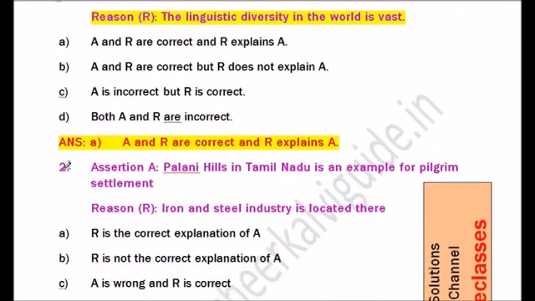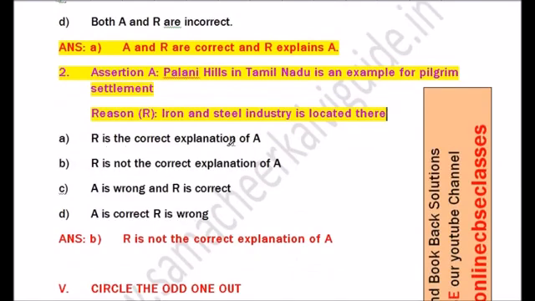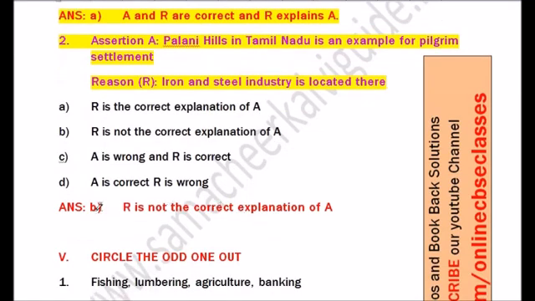Question number 2. Assertion: Palani Hills in Tamilnadu is an example for pilgrim settlement. Reason: iron and steel industry is located there. Options are R is the correct explanation of A, R is not the correct explanation of A, A is wrong and R is correct, A is correct and R is wrong. The answer is R is not the correct explanation of A.